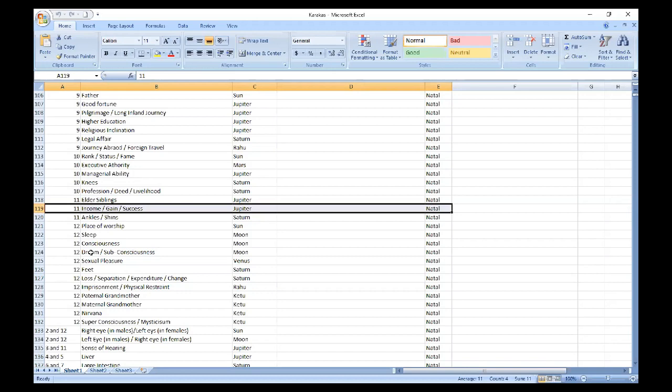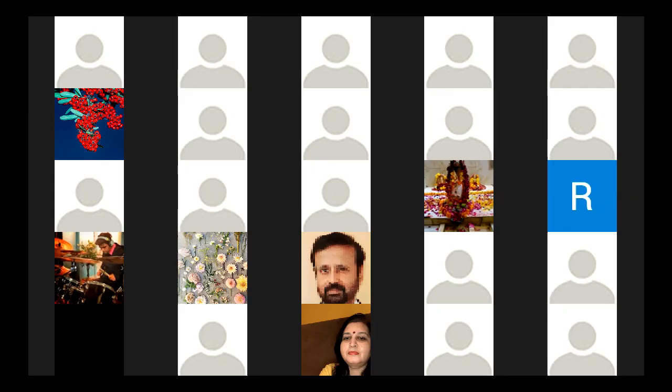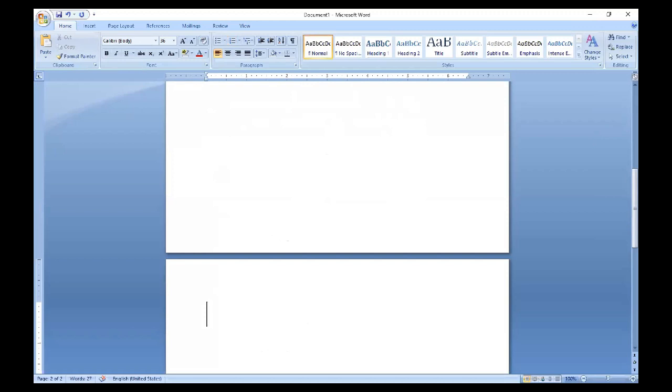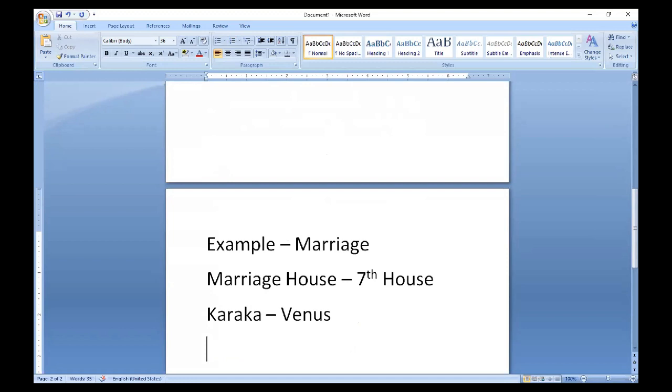Sir, can you repeat again what you just said? Yes, I am merging these two things. I will make it more clear. Are these three points clear? Now, for example, marriage: the marriage house is the 7th house, and the Karaka is Venus. Is this clear?